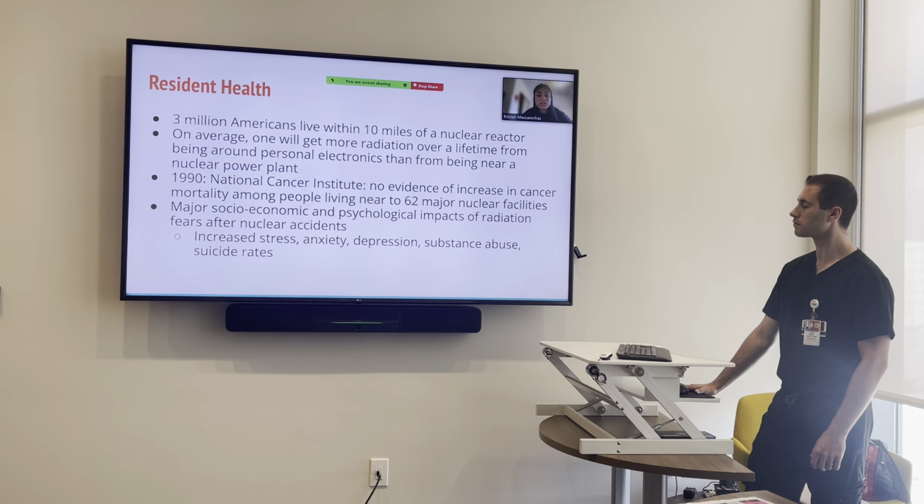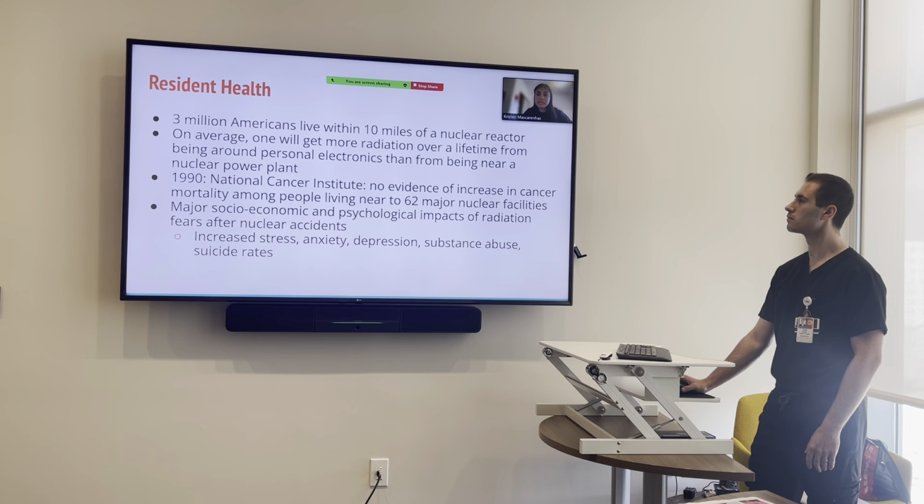However, there are major socioeconomic and psychological impacts of radiation produced after nuclear accidents. I thought this was really interesting. A lot of it is related to displacement. So after those major accidents, because of the fear of the immediate radiation exposure, many people were immediately just taken from their homes, and this caused increased stress, anxiety, depression, substance use, suicide rates. But all of those can't necessarily be directly attributed to radiation exposure. It's more due to just the trauma of being displaced and the rhetoric around those things.